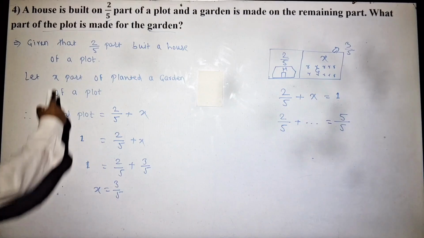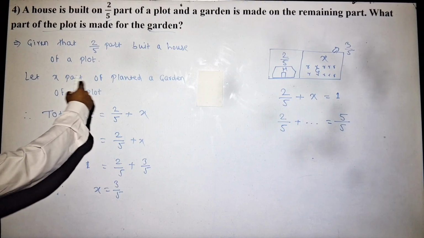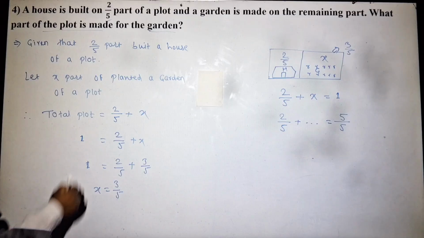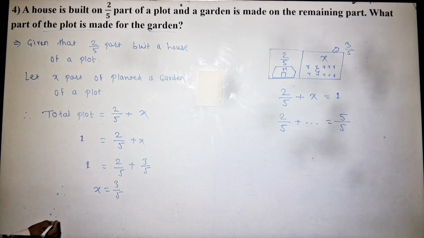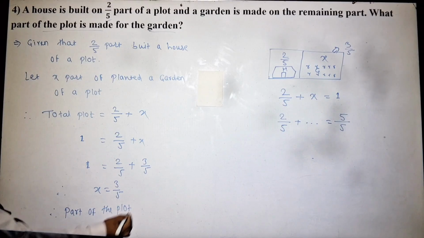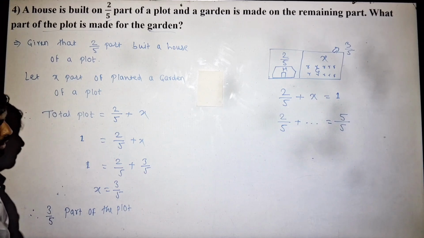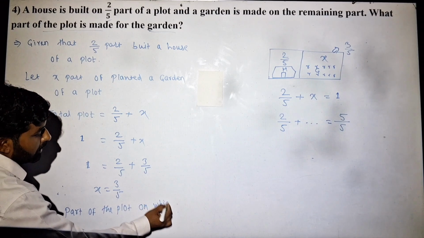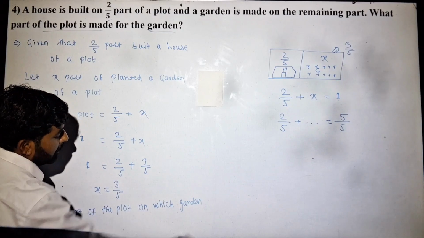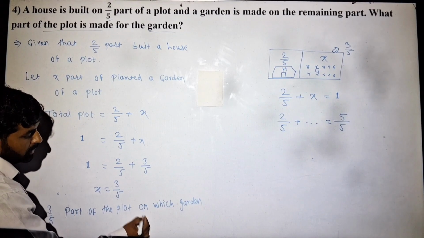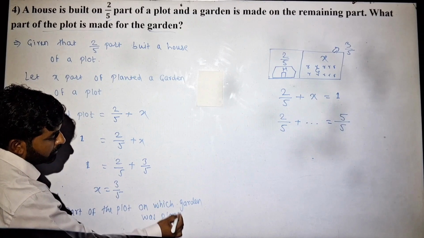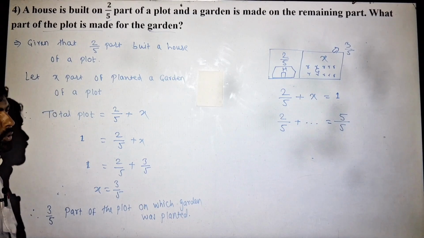And what is the x? X is the part of planting a garden of a plot. That means the 3 by 5 is the part of the plot on which the garden was planted. We easily write the solution of this question.